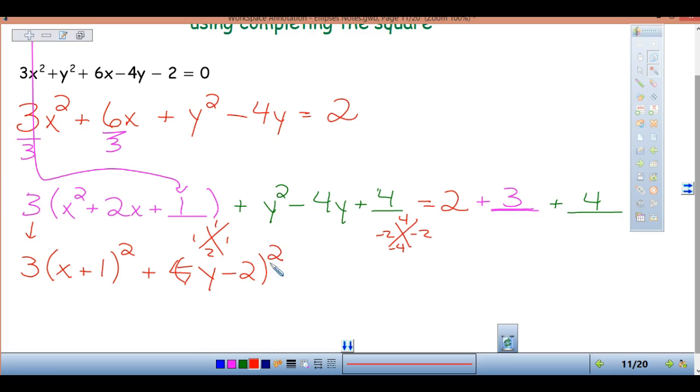So that's just y minus 2 squared. Now I get to combine all of these together. So 5 plus 4, that's going to be 9. But again, it can't equal that. It has to equal 1 for an ellipse. In an ellipse, I have fractions in my equation. So I've got to divide everything by 9 to finish this up.